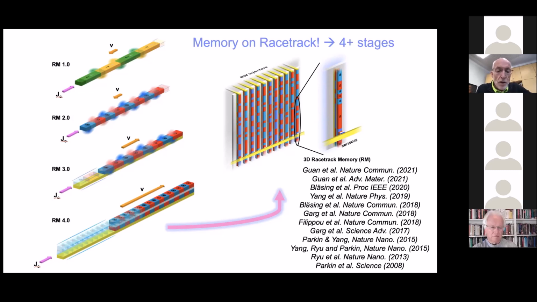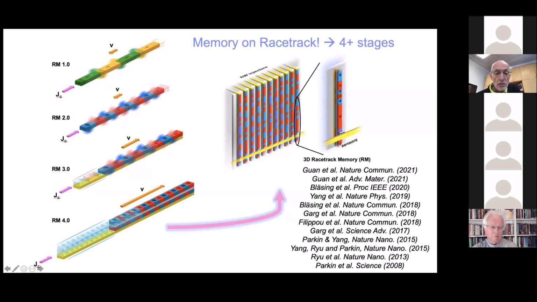The synthetic antiferromagnet here is that we create two identical racetrack layers, magnetic layers, one on top of the other, coupled antiferromagnetically through an ultra-thin ruthenium layer. Again, this is a discovery I made many, many years ago. And then you can eliminate the total dipole field.